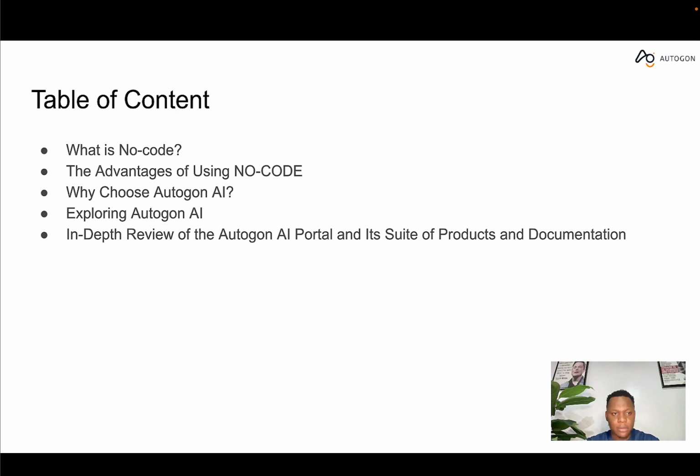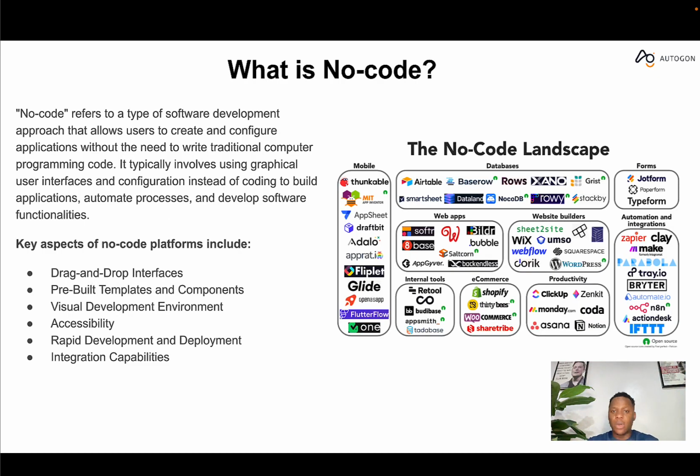Okay, so yeah, what is no code, the advantages of using no code, why choose Autogon AI, exploring Autogon AI, and in-depth review of Autogon AI portal and its suites of products and documentation. So what is no code? No code refers to a type of software development approach that allows users to create and configure applications without the need to write traditional computer programming code.